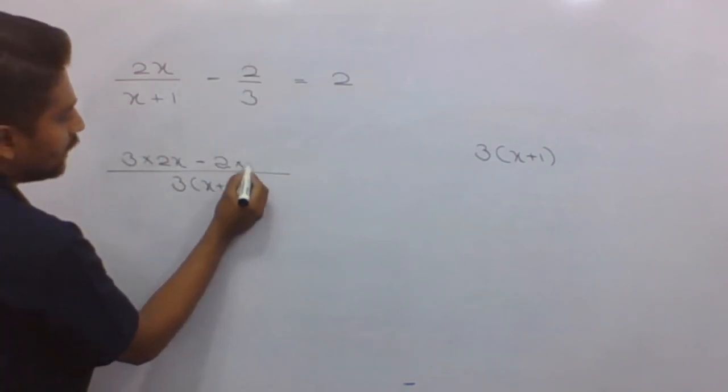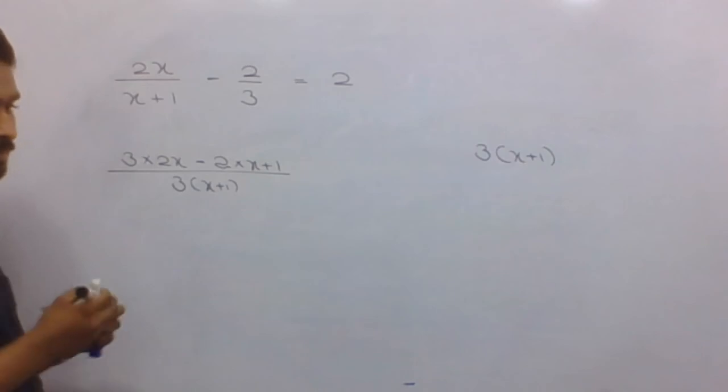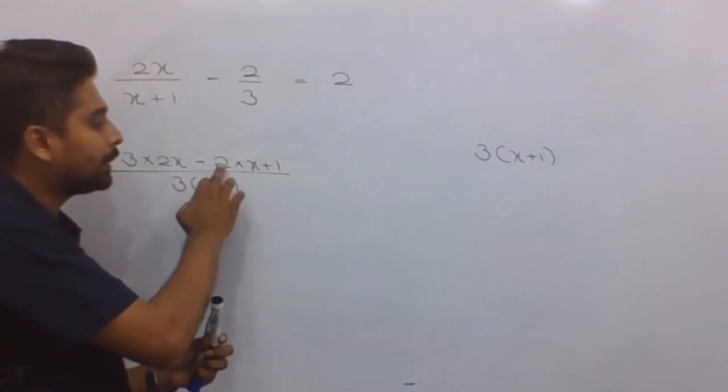If you write it like this, it is completely wrong. Why? 2 multiplied by x plus 1.